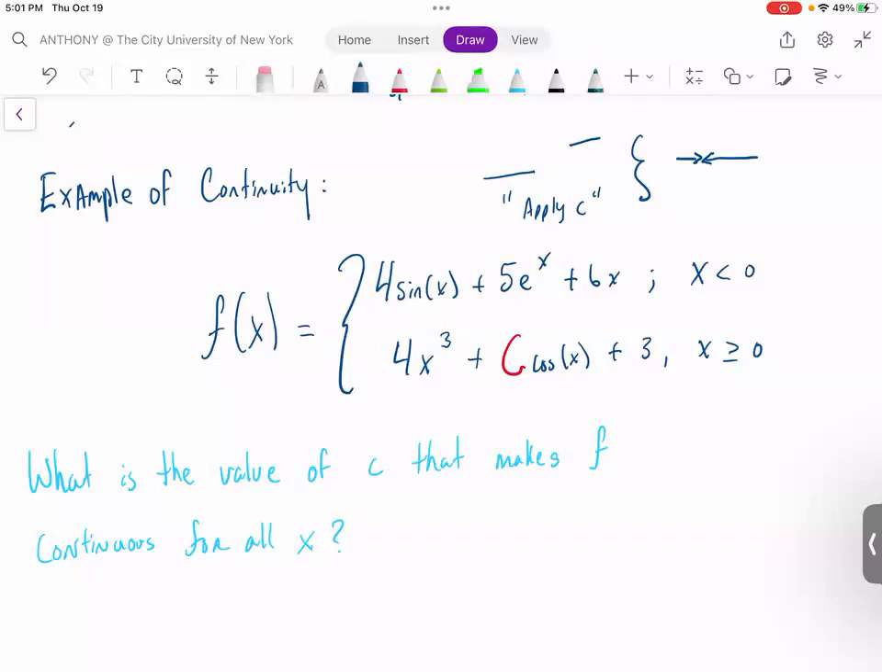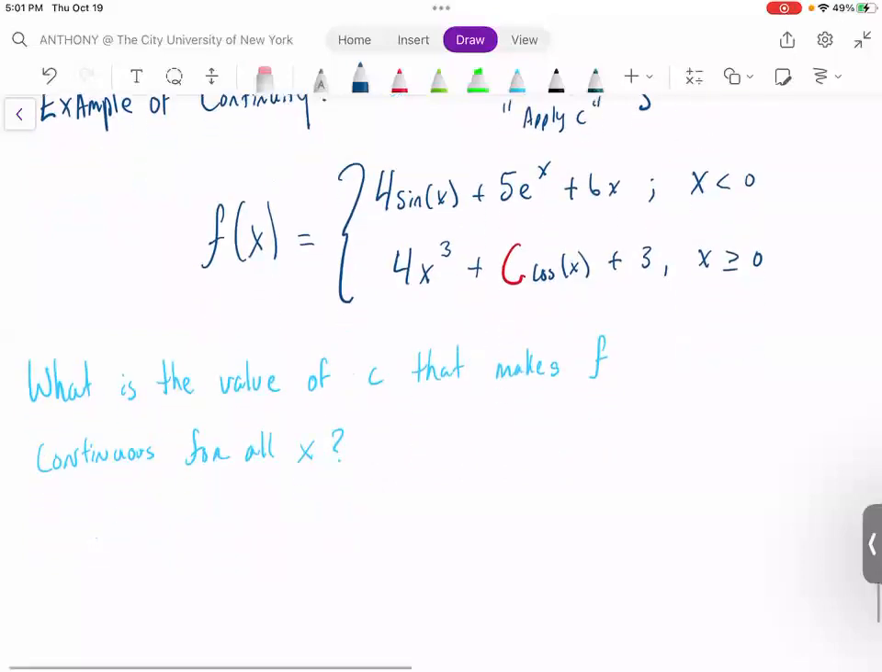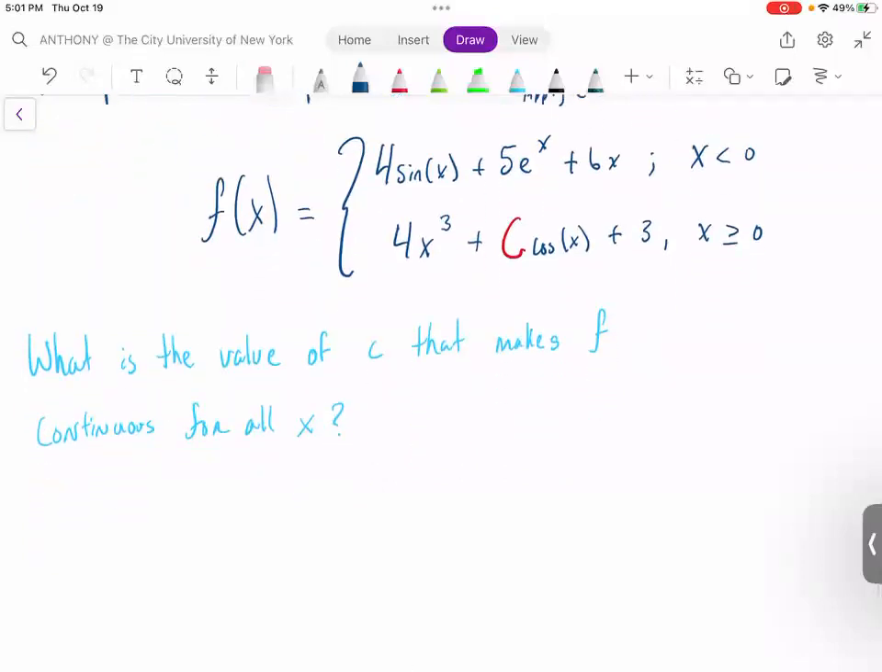Because if you look to the left of 0, the function is continuous for all x. If you look at x greater than 0, as long as c is a real number, it's always going to be continuous. It's just what happens where your rule changes. So to start off the solution, you begin with a limit statement. The limit as x approaches 0 from the left of f must be equal to the limit as x approaches 0 from the right of the same function, f of x.